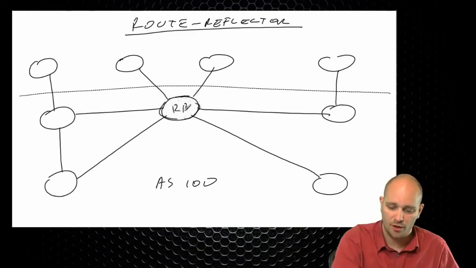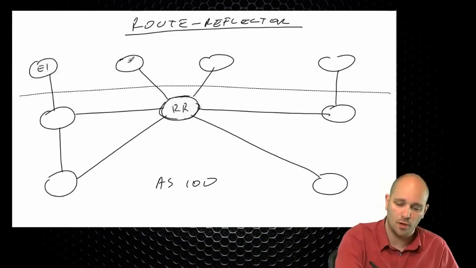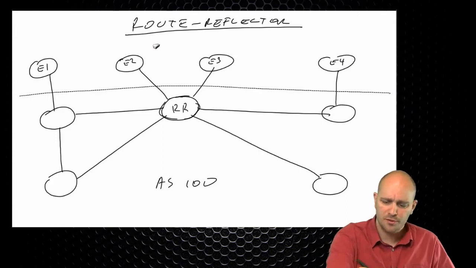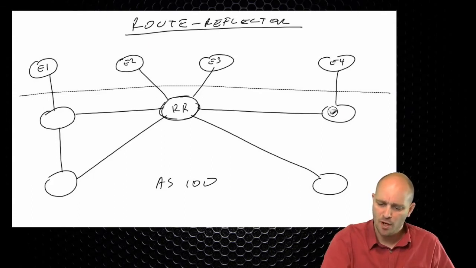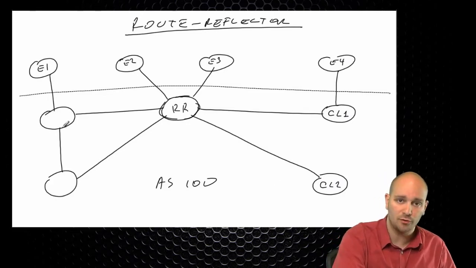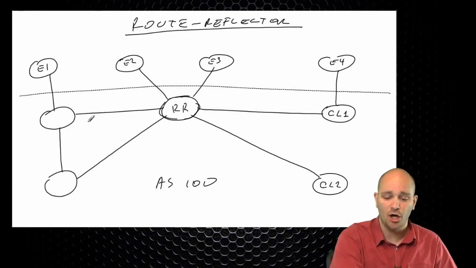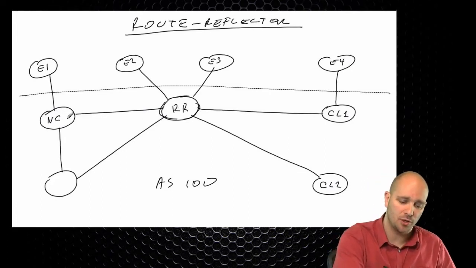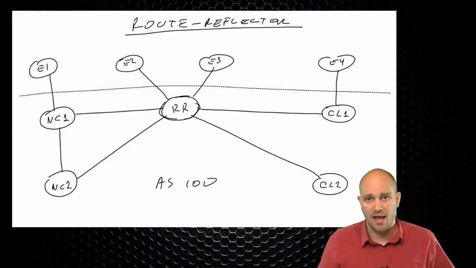So this is our route reflector. Let's say that this is external peer 1, external peer 2, external peer 3, and external peer 4. Now, from the perspective of the route reflector, we are going to configure these two routers here as clients. So this is going to be client number 1, and this is going to be client number 2. Now, these two routers here are going to be just regular IBGP peers of our route reflector. In route reflector terminology, these are called non-clients. So I'm going to call them NC1 and NC2.